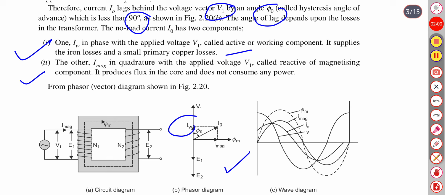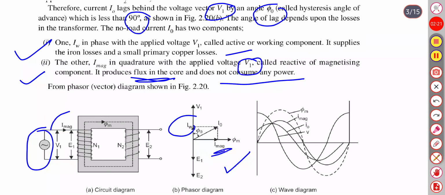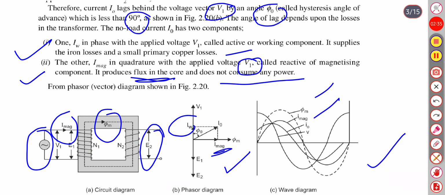The other component is I magnetizing, in quadrature with the applied voltage V1. This is the reactive or magnetizing component. It produces flux in the core and does not consume any power. So this is the circuit where we have applied V1 voltage, I is the magnetizing current, phi m is the flux produced in the core, E2 is the EMF induced in the secondary winding, and this is the waveform showing phi m, I magnetizing, no load current and voltage of the transformer.